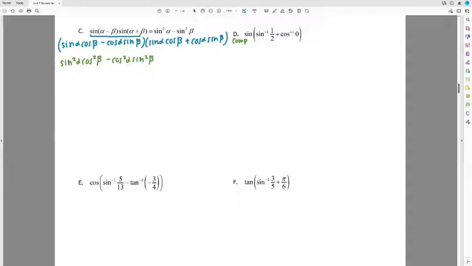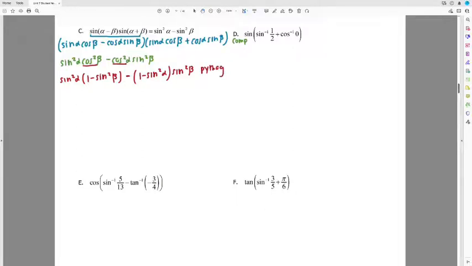And we're trying to get to sine squared alpha minus sine squared beta, which means we want to get rid of these cosines. So I'm going to use the Pythagorean identity here to get rid of the cosine squareds. I'm going to say cosine squared beta is 1 minus sine squared beta from the Pythagorean, and then cosine squared alpha is 1 minus sine squared alpha. And then we still have sine squared beta on the outside, and that came from the Pythagorean identity.